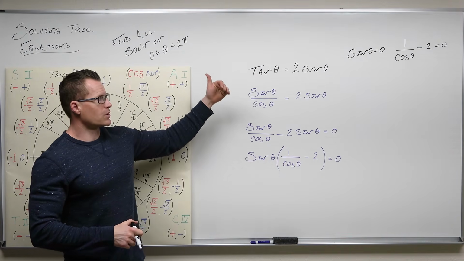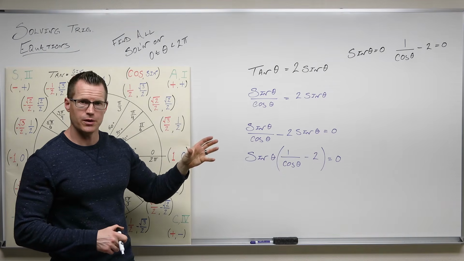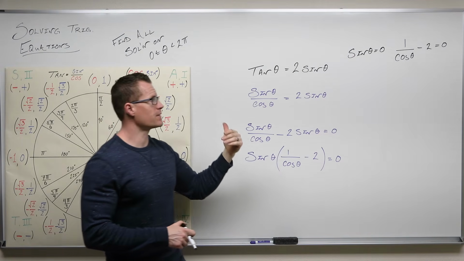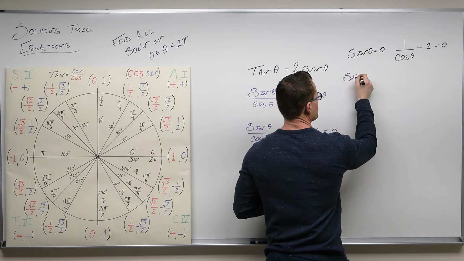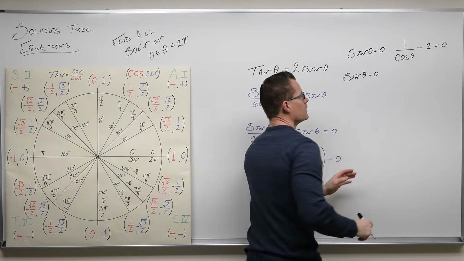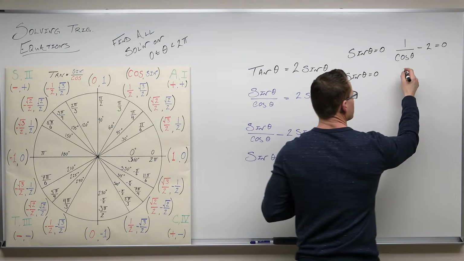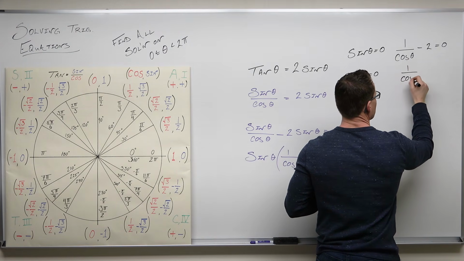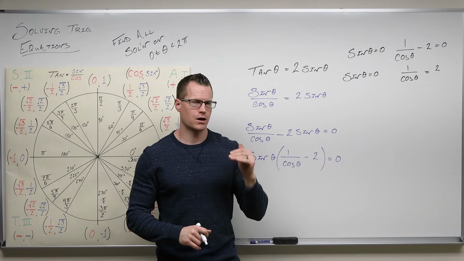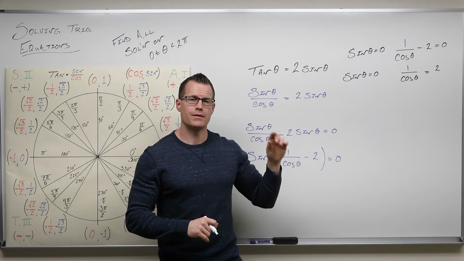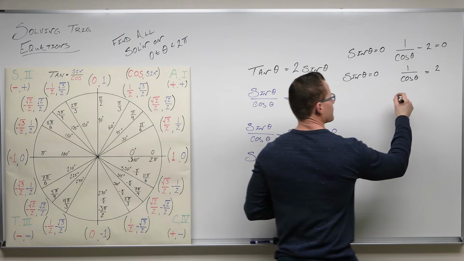So sine theta equals 0, no problem. 1 over cosine theta minus 2 equals 0. Let's solve both of them for their trig functions. So sine theta equals 0 is done. That looks really good. This one, well, we have to solve for cosine. Let's add 2. If 1 over cosine equals 2, then cosine equals 1 over 2. Just reciprocate both sides.